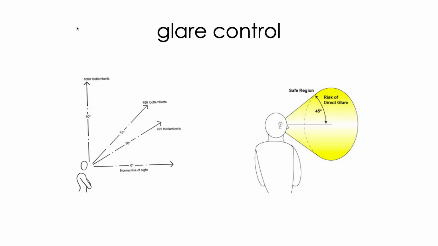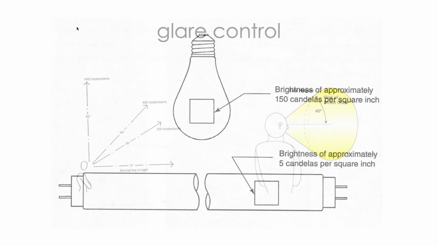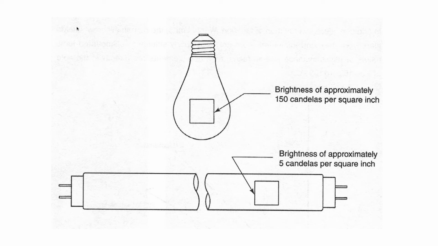So shielding the light source is really critical. But one of the things to consider, first of all, is that the brightness of a light source, the surface brightness, is really important. And different light sources have different levels of surface brightness.